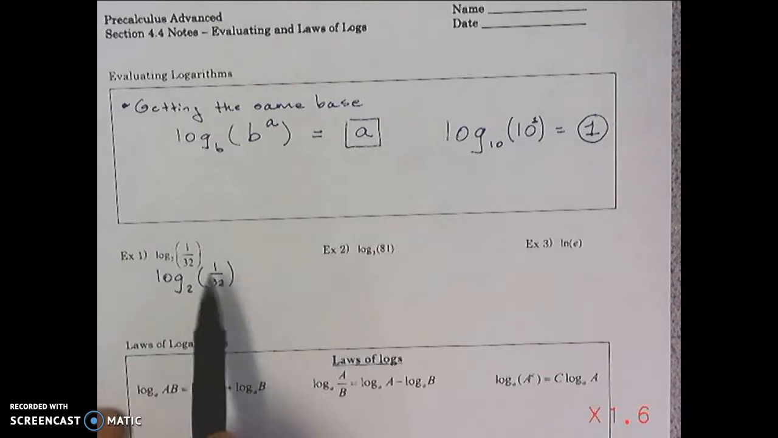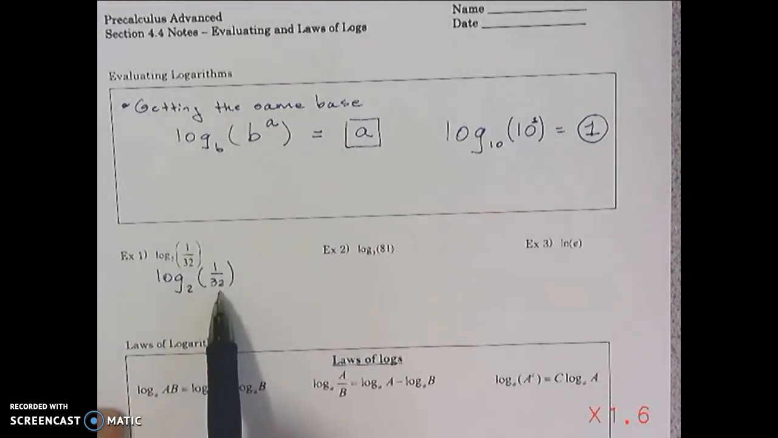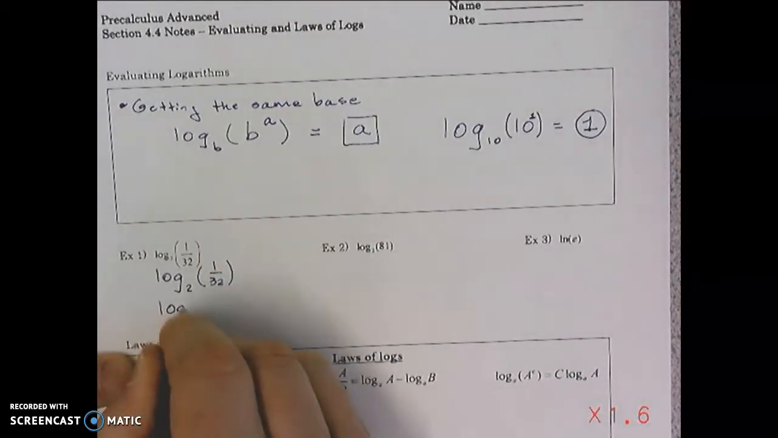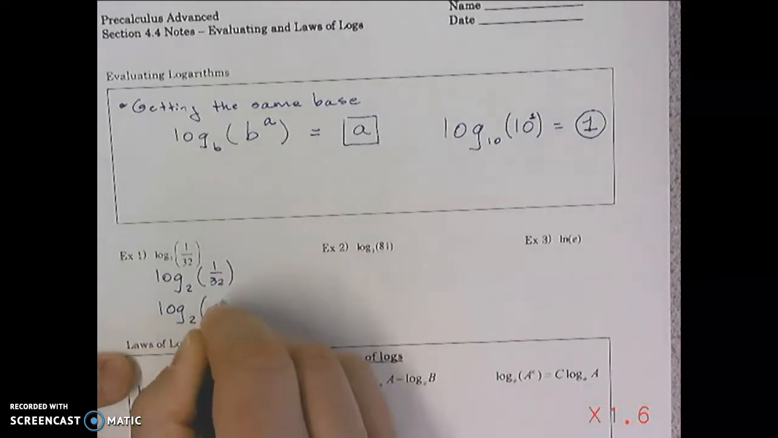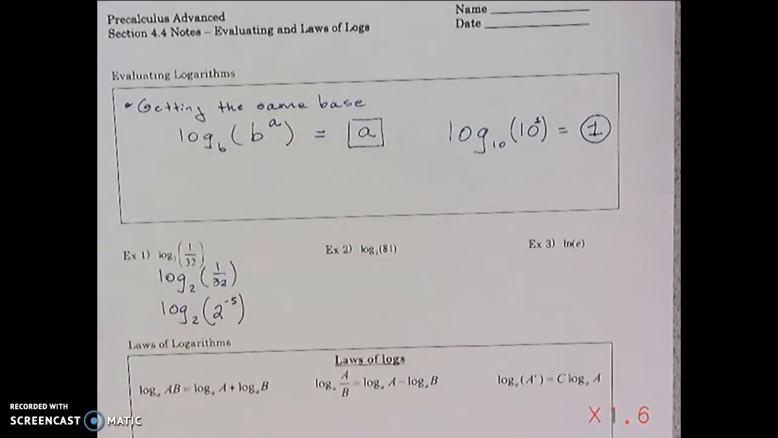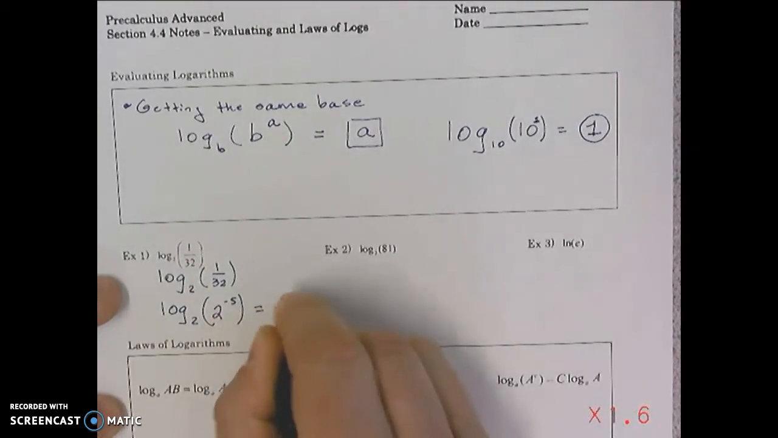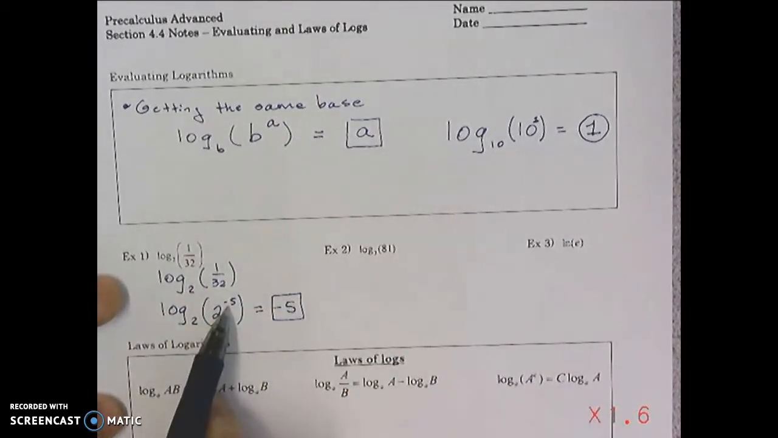If we think about the denominator, 32 is 2 to the 5th power. And we also know that negative exponents create that fraction 1 over that value. So 1 over 32 is 2 to the negative 5th power, which means to evaluate this logarithm, it would just be equal to the negative 5.